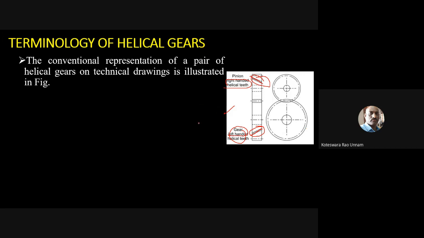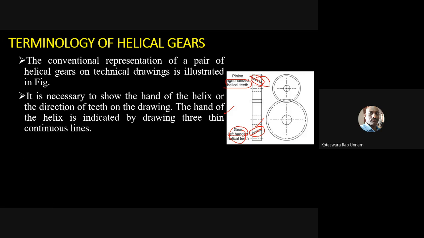This is a convention you need to follow in a pictorial view. If you design the gear, then whatever type of hand of helix you followed for pinion and gear, you need to show it something like this. It is necessary to show the hand of helix or the direction of the tooth on the drawing. The hand of helix is indicated by drawing three continuous lines. Now you can see the notation here. There are three continuous lines, here as well as here.